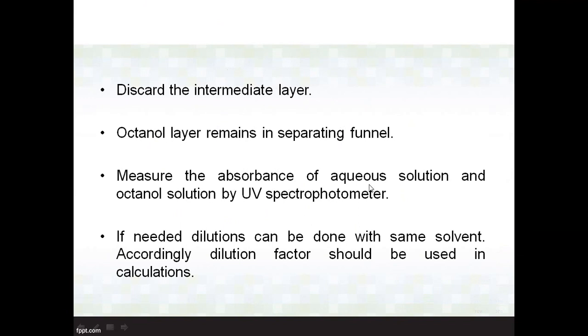Measure the absorbance of the aqueous solution and the octanol solution by UV spectrophotometer. So we will determine the absorbance of ibuprofen in both the solvents using the UV spectrophotometer. Now, if needed, dilutions can be done with the same solvent. While determining concentration in the UV spectrophotometer, if the concentration is too high, we will not get the spectrum within the desired limits. So what we will do, we will dilute our solution.